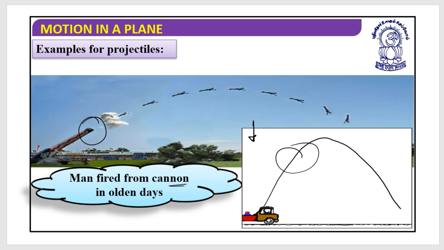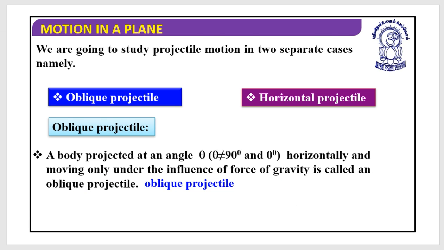Now I think you are clear with the examples of projectile motion, and what exactly projectile motion may be. Any questions? No? Let's move on. Whatever projectile motion we are going to learn, we will focus on two projectiles: the oblique projectile and the horizontal projectile. Let's begin with the oblique projectile.